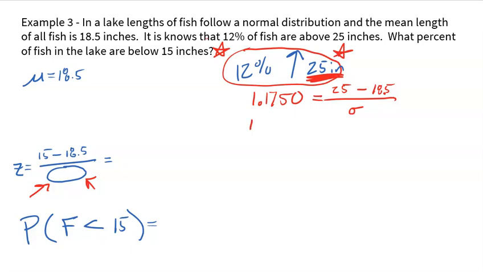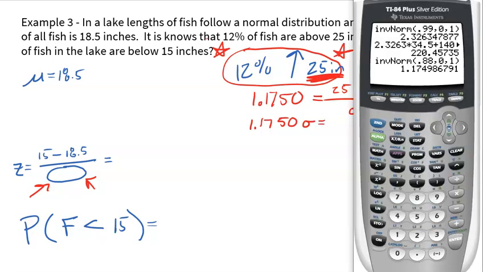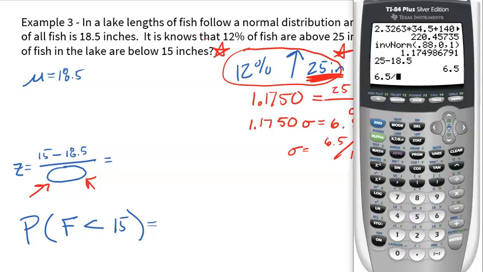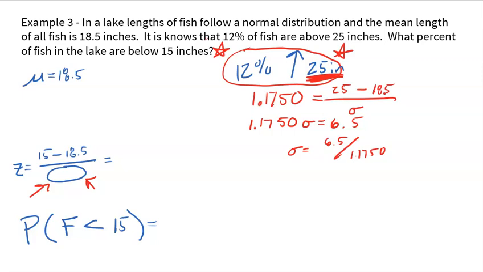Now I'm going to solve. So I'm going to multiply by sigma. And on top there, I can actually do that math. That math's not too bad to do. 25 minus 18.5 is 6.5. Hopefully you could do that in your head, but I like to always check on my calculator. So therefore, the standard deviation is going to be 6.5 divided by 1.1750. I go to my calculator, 6.5 divided by 1.1750, and I get 5.53 as my standard deviation.